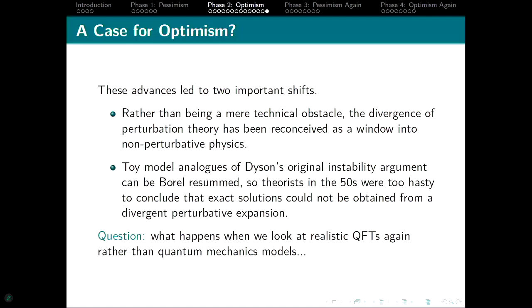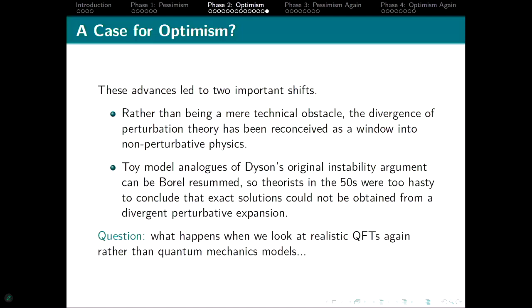And this kind of stuff about Borel resummation, to me at least, suggests that people reacted way too hastily to Dyson's argument. In principle, even if Dyson's argument does show that QED perturbation theory diverges, that doesn't show that it can't be Borel resummed, for instance. And so it might still be possible to extract exact solutions from your QFT perturbation series, even though it's divergent.